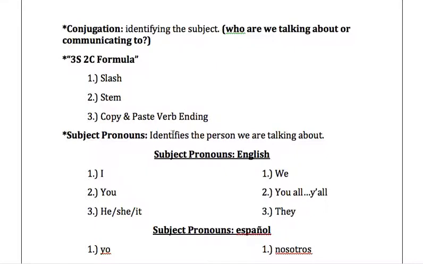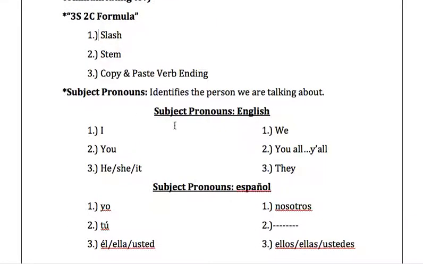And then we see subject pronouns in English: I, you, he, she, it, we, you all, y'all, and they. And then in Spanish: yo, tú, él, ella, usted, nosotros, ellos, ellas, ustedes. If we were to draw an imaginary line down the middle right here, anything to the left would be singular, anything to the right would be plural. So over here we have just one individual, over here we have multiple individuals.